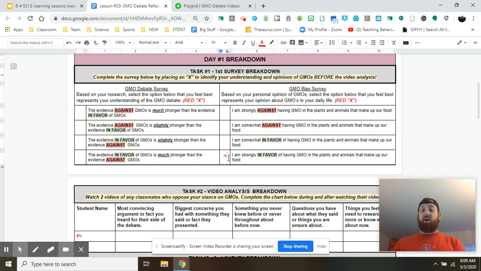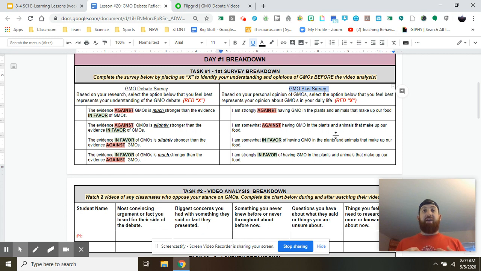There's this survey to start off to say, what do you know about the debate and where's your bias? We need to be able to take stock of those things whenever we have a conversation that might have multiple sides so that we can be considerate of both sides, so we don't let our understanding and our bias get in the way of what somebody else might be saying or trying to tell us.